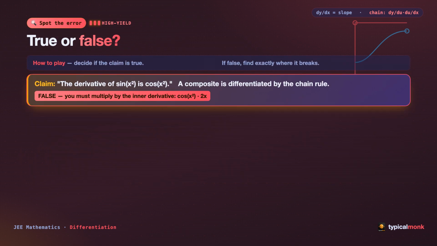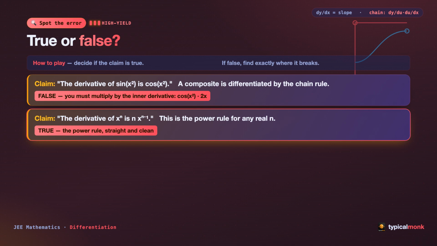Now a true or false drill. For each claim, decide if it is true, and if it is false, find exactly where it breaks. Claim 1. The derivative of sine of x squared is cosine of x squared. Novice cast: false. You must multiply by the inner derivative, giving cosine of x squared times 2x.